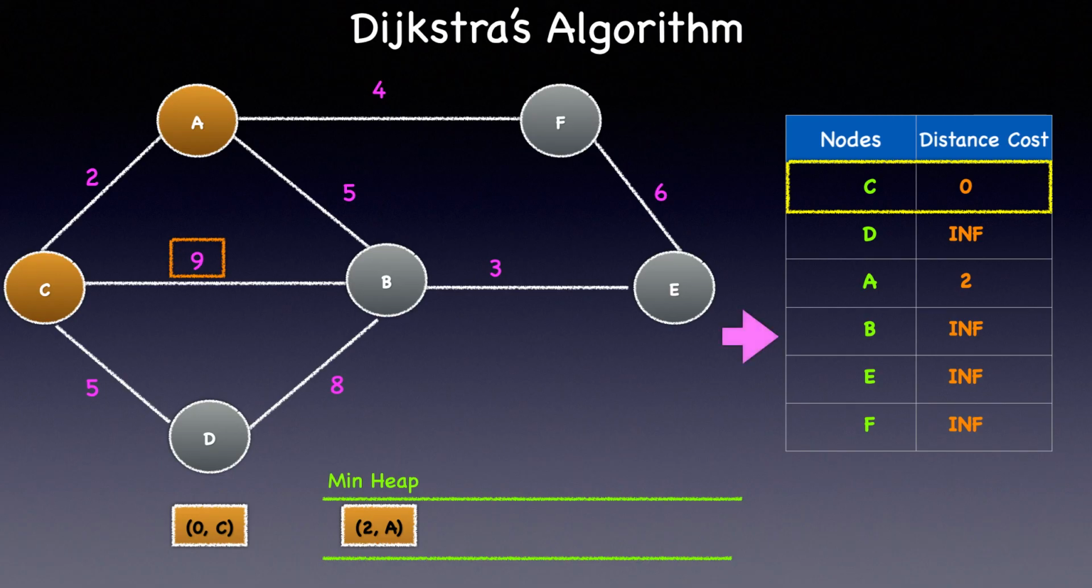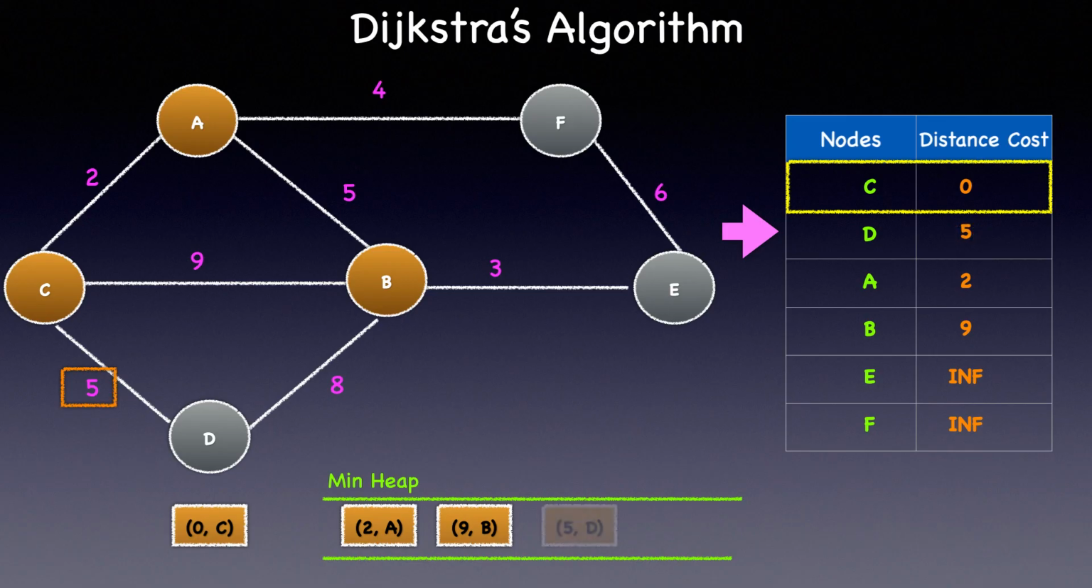Since 9 is less than B's cost in the dictionary, we'll update it to 9 and heap push node B and its cost to the heap and mark it as discovered. The distance between C and D is 5 miles and the current cost to reach C is 0. The total cost to reach D is 5 plus 0 equal to 5. Since 5 is less than D's cost in the dictionary, we'll update it to 5 and heap push D and its cost onto the heap, marking it as discovered.